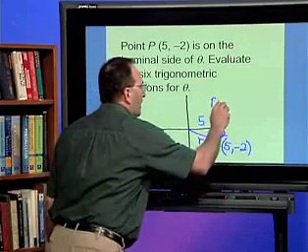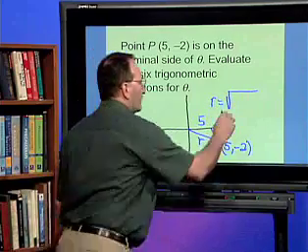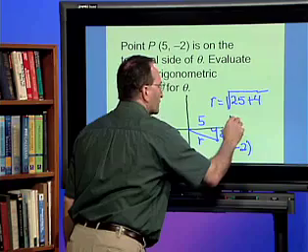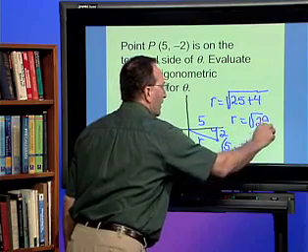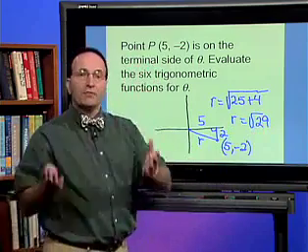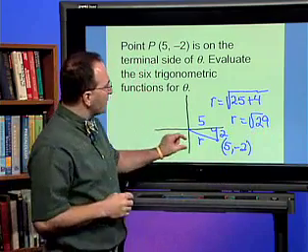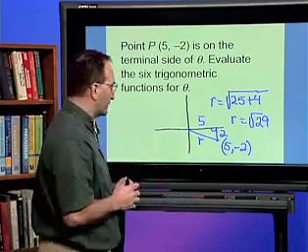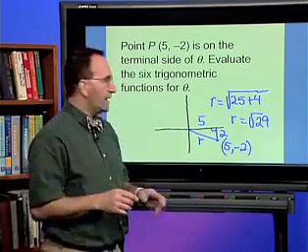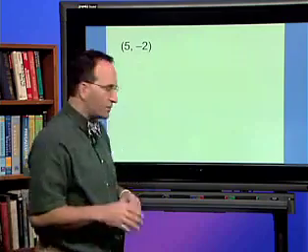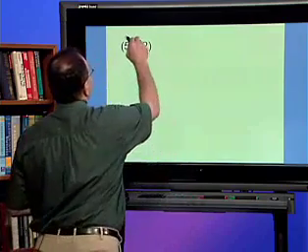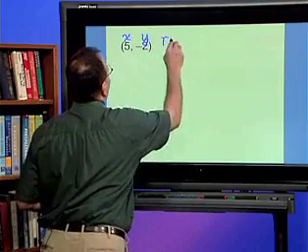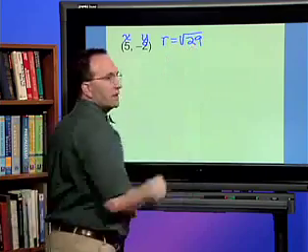So briefly, r is the square root of 5 squared, which is 25, plus 2 squared, which is 4. So r is the square root of 29. So now we have all 3 parts of the triangle, and we can now actually apply those numbers to the 6 trigonometric functions. So what I'm going to do is get to a bigger screen so that I can do all of them. Remember that this is my x, this is my y, and we just calculated r to be the square root of 29.